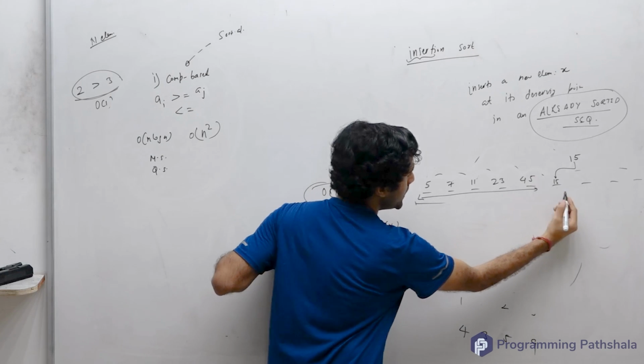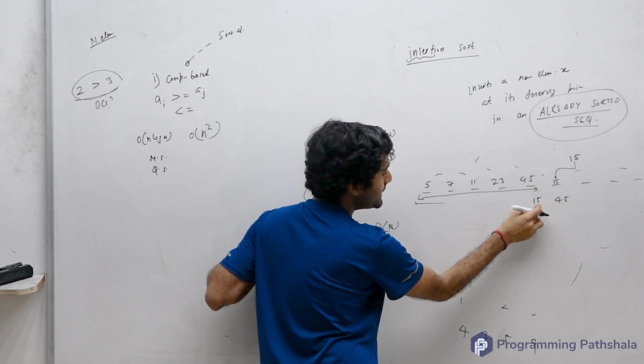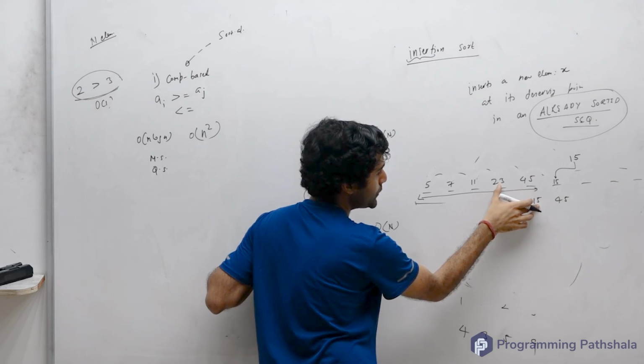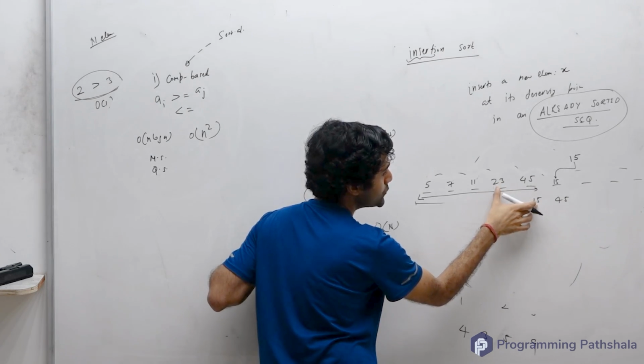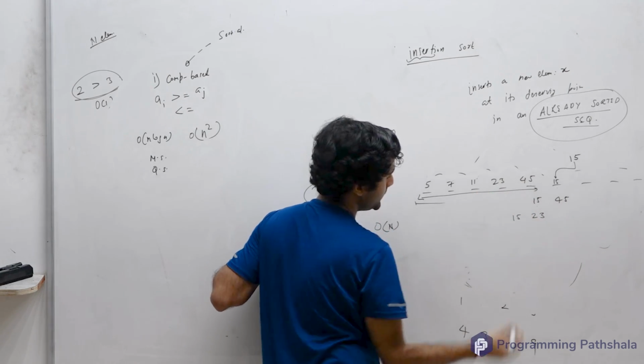When you swap, you will have a 45 here and you will have a 15 here. Now you will compare this with its previous element. This is also greater, so again you will swap this and this. So now you will have a 23 over here and you will have a 15 over here.